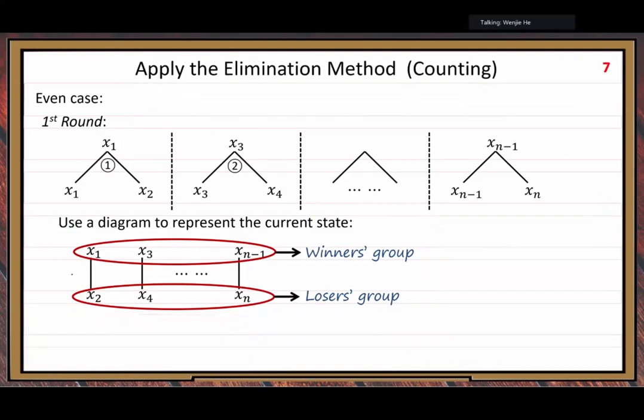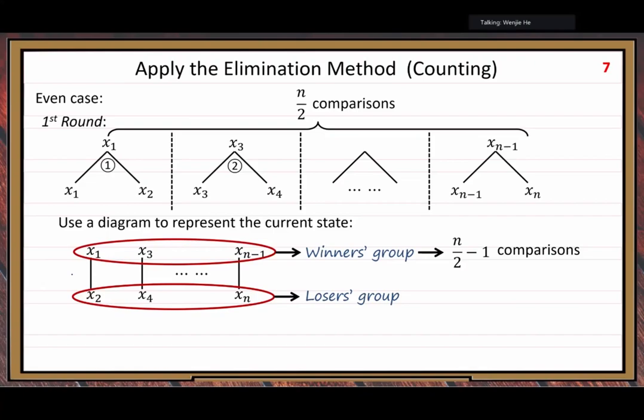But I need to give you the last solution. First round, n/2 comparisons. Let me try to finish quickly, in 1 minute. Then second round, in the winners group, we need n/2 minus 1 comparisons to find the maximum. In the losers group, we need n/2 minus 1 comparisons for the minimum.